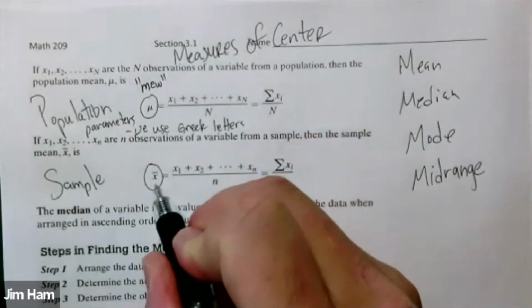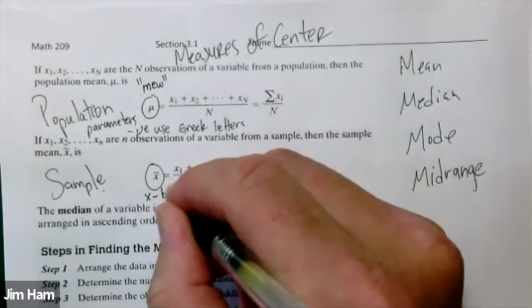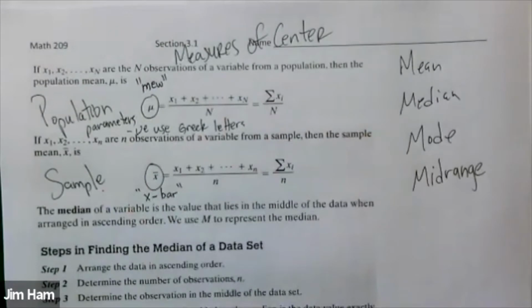And here is our symbol for the sample mean. We describe this one, or say this one, as X bar. You'll find in this course that we don't just use X and Y's. Every different variable has a different character that we use for it.